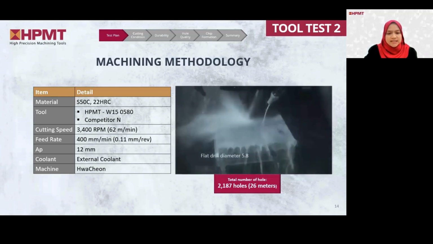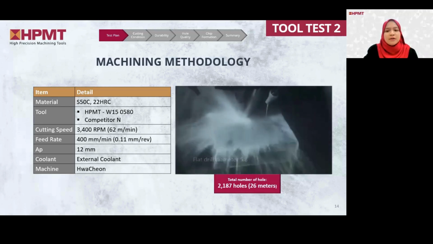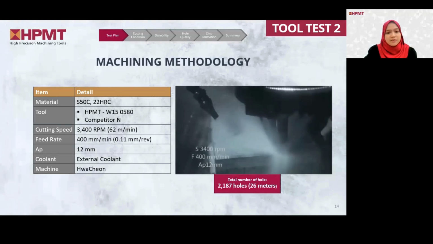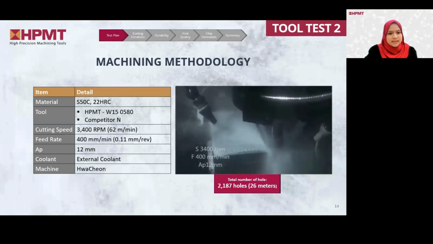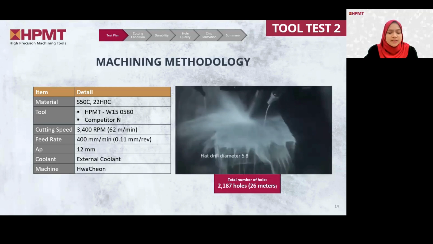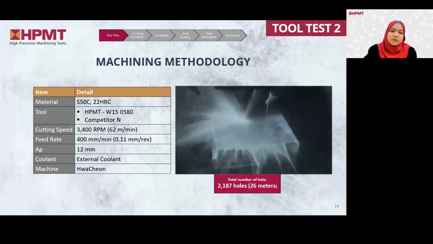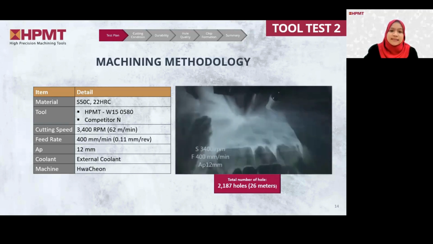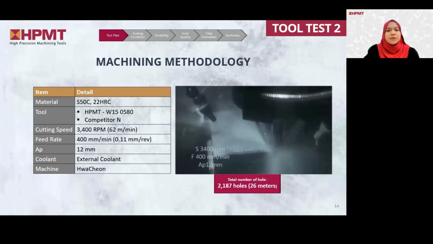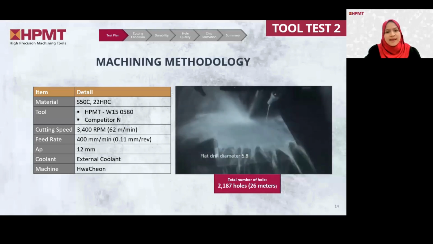The cutting speed was set at 3,400 RPM with a feed rate of 400 mm per minute. We also maintained a cutting depth of 12 mm throughout the drilling process. During the test, we drilled a total of 2,187 holes per tool, which is equivalent to 26 meters of cutting distance. By the end of this testing, we will summarize the testing results so we're able to effectively compare the performance of our flat drills with competitor N.